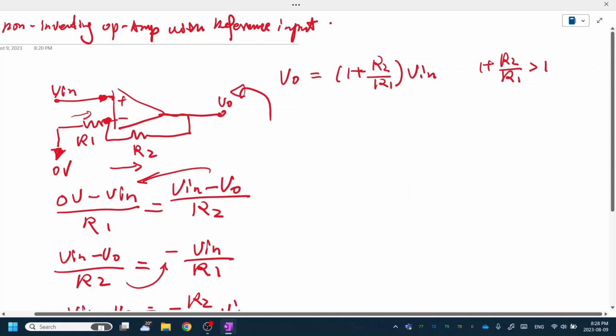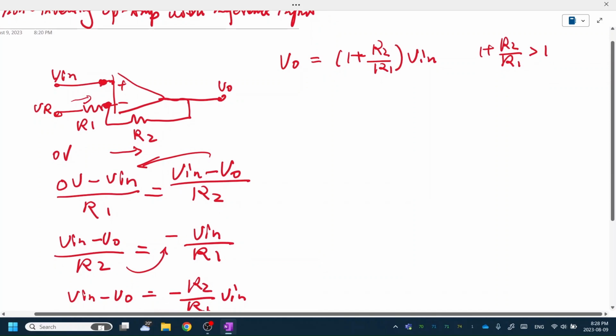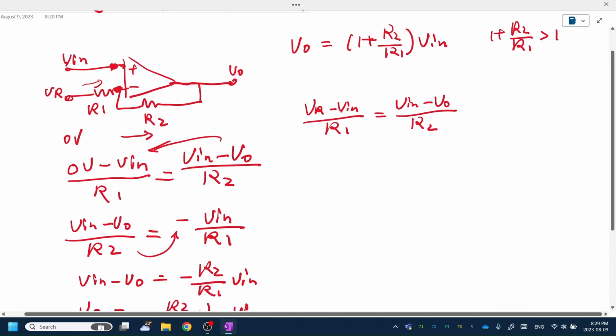Let's look at this diagram here. Let's think about the case if the potential here is not 0 volts and we have a voltage level called VR, a reference voltage. What does that look like? The transfer function is still the same, basically following the same principle. We have (VR minus V in) divided by R1 equals (V in minus V out) divided by R2. So similar idea, we can try to solve for V out, and we have (VR minus V in) equals R1/R2 times (V in minus V out).